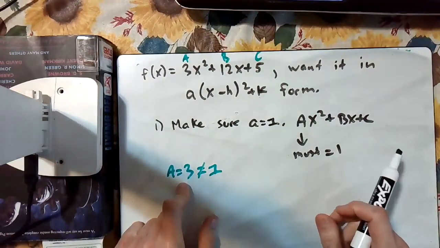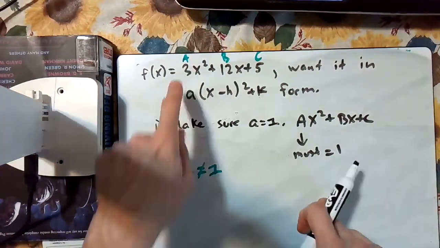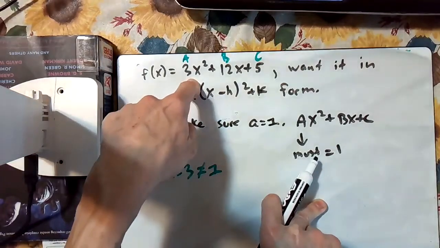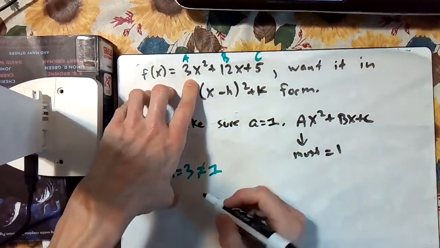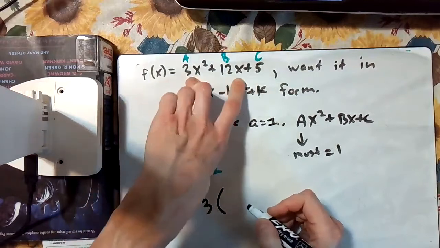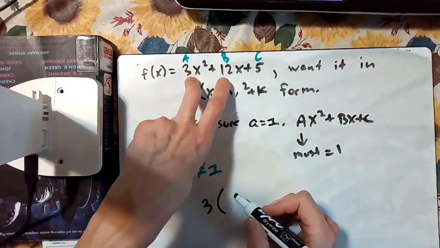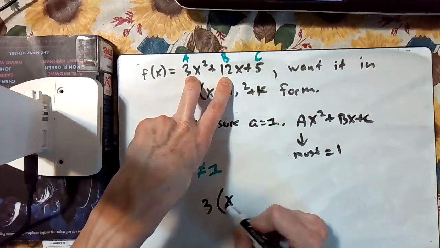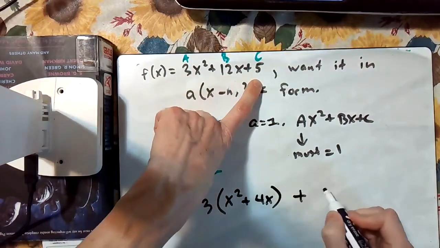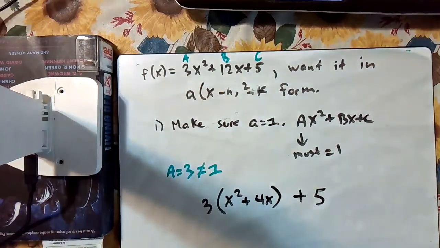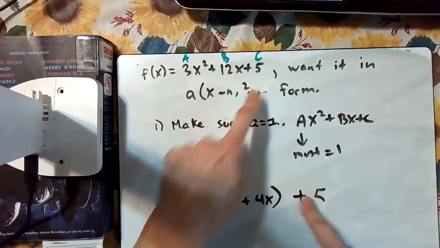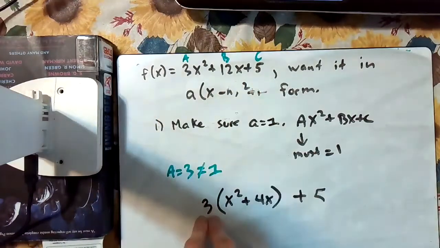If a is not equal to 1, very important, which is the case here, you need to factor that out. So what are we going to do? Be very careful. You're only going to factor this out from the first two terms. So this is going to become 3x squared plus 4x, and then the plus 5. Now let's see what I did right here. The c did not change. Notice that. Only from the a and the b did I factor the 3 out.